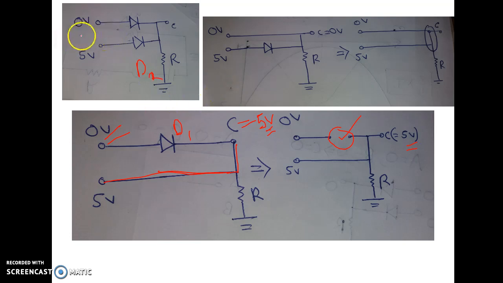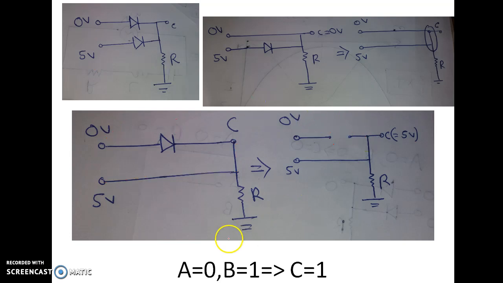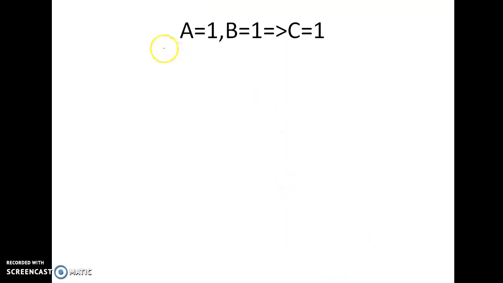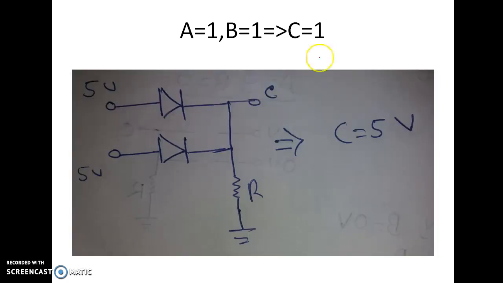So whenever A is 0 volt and B is 1, that is 5 volt, then C is also 5 volt. So we are getting this condition: when A equal to 0, B equal to 1, then C equal to 1. Okay. Now the last case is A equal to 1, B equal to 1. What will happen? When A equal to 1 and B equal to 1, obviously C will also be 5 volt, because here 5 volts is on the input side and here it is grounded.